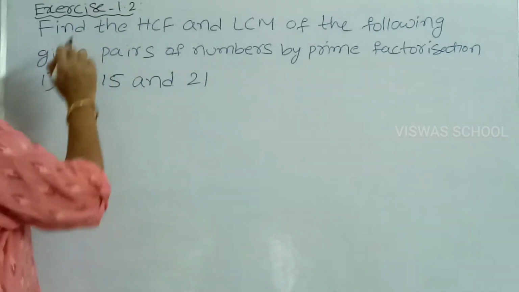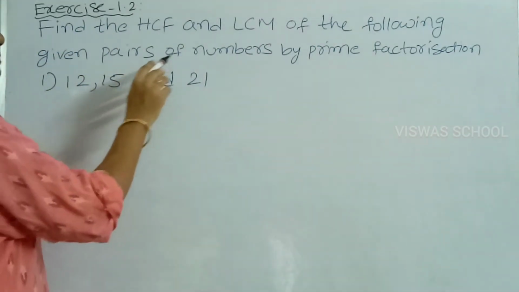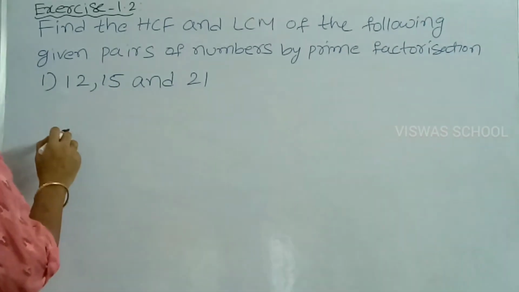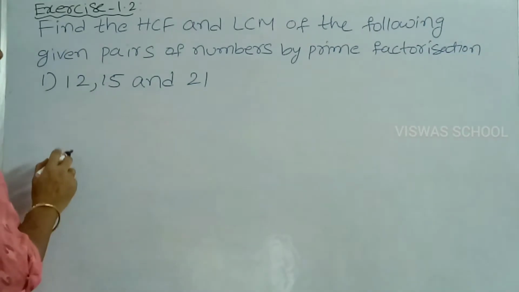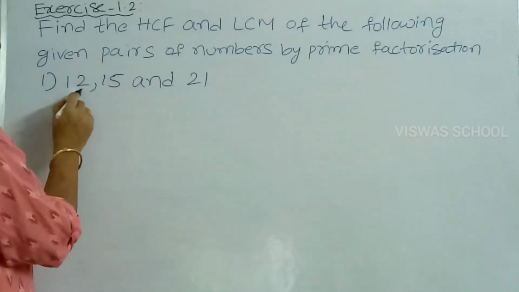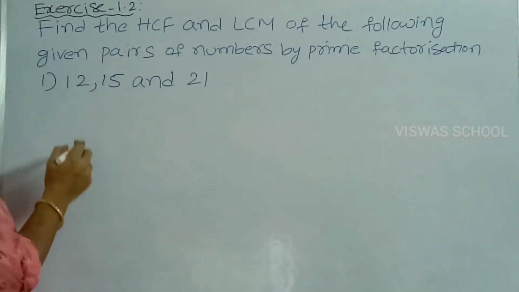Now exercise 1.2. Here also, find the HCF and LCM of the following given pairs of numbers by prime factorization. In that, the first problem is 12, 15 and 21. For finding the LCM and HCF, first write these three as a product of primes.